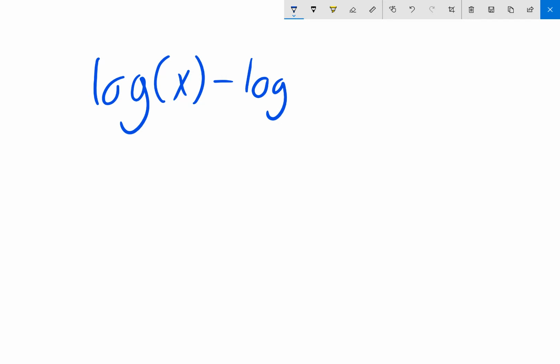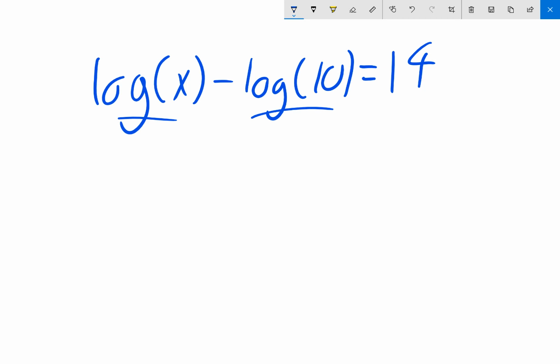Oh, that was number 9. Hold on. Number 10: log x minus log 10 equals 14. So here's a different one. This one's unique because it's got 2 logs.